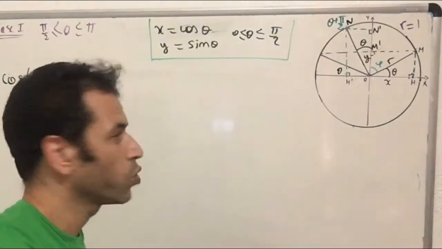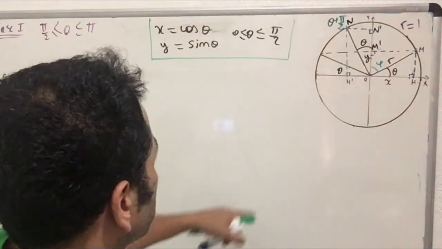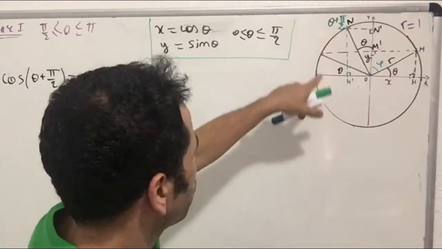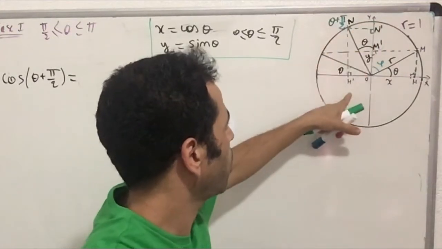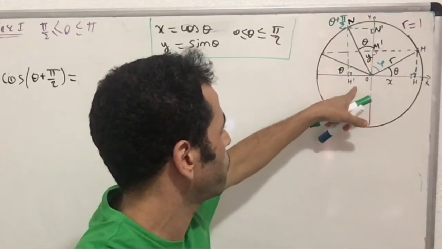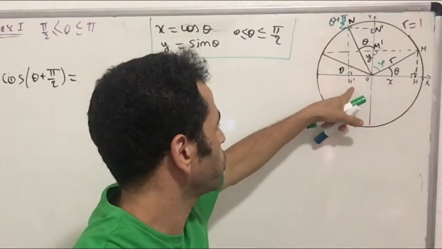Now let's move on to calculate cosine of theta plus pi over 2, at the point theta plus pi over 2. By doing the projection of the point N on the horizontal axis, we will find a right triangle at the point H prime.